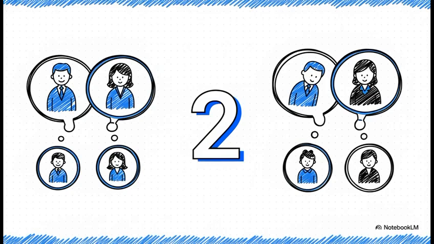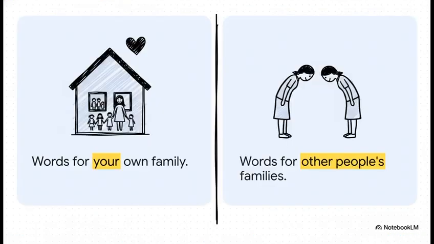And that concept boils down to this number, 2. That's right. In Japanese, there are 2 completely separate sets of words for family members. So what's the deal with these 2 sets? It's all about perspective. You've got one set of words for your family and a totally different, more polite set for their family. Simple as that.